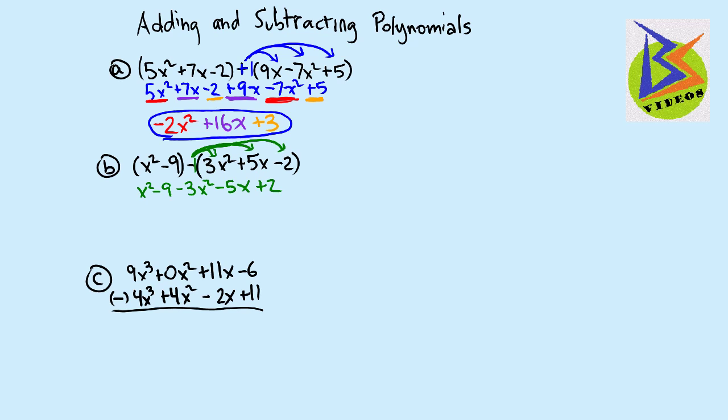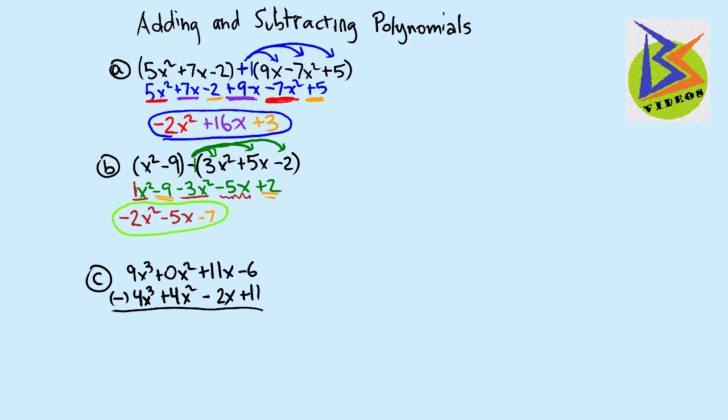Now we need to look for like terms. This x squared here is a 1x squared. Minus 3x squared is a negative 2x squared. Then we don't have anything with this minus 5x, so we just put that back in. And then our last one is this minus 9 plus 2, so a negative 9 plus 2 is a negative 7. Again, we check and we say, are there any of these like terms? They are not, so we're done.